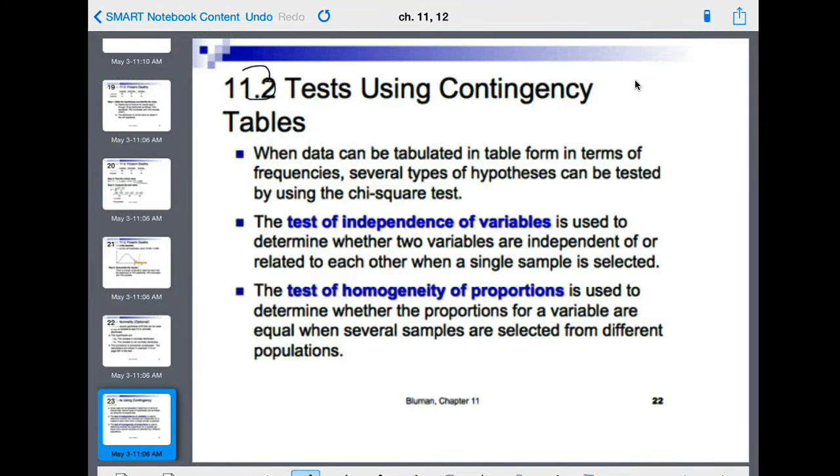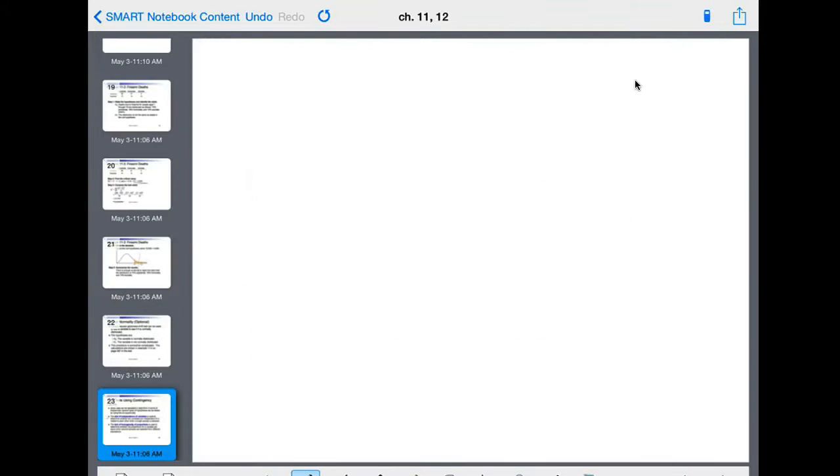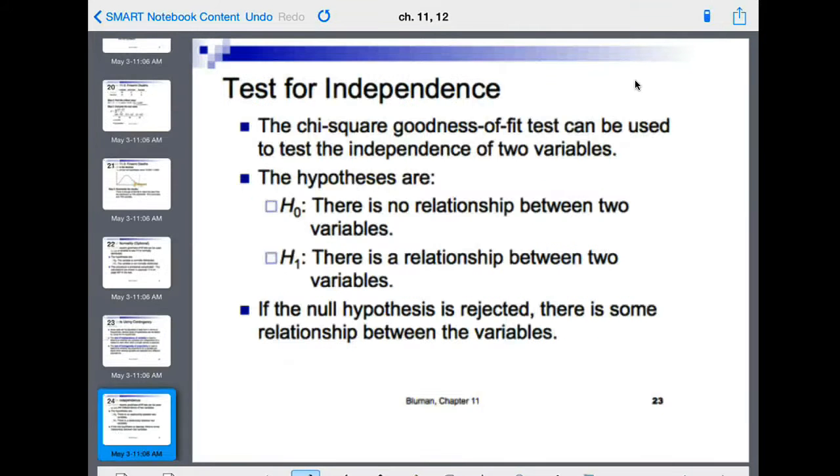So we've got a test for independence. Two variables are independent of each other. And the other one is homogeneity, determine whether proportions for a variable are equal when several samples are selected. So let's say, test for independence. The chi-squared goodness of fit test can be used to test for independence of two variables.